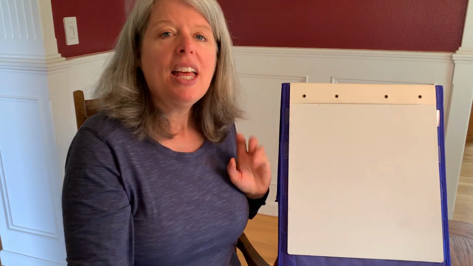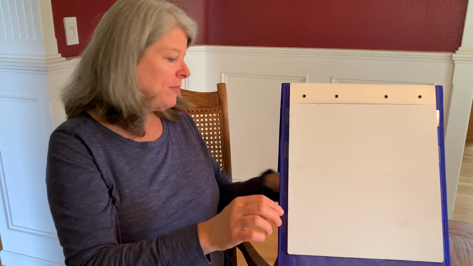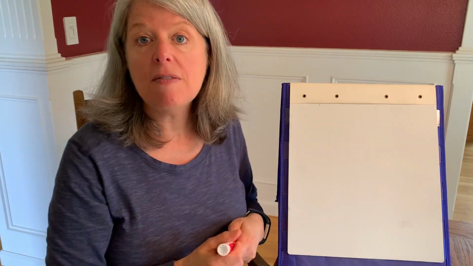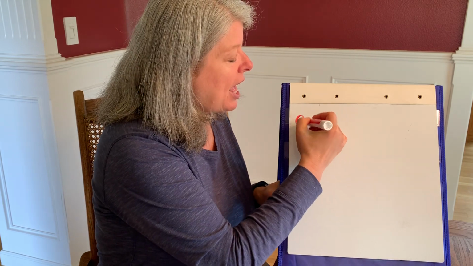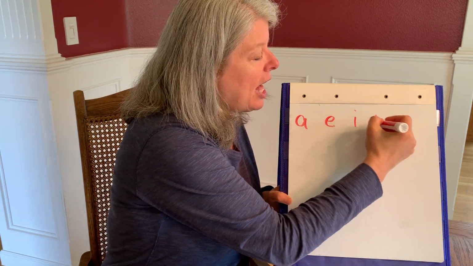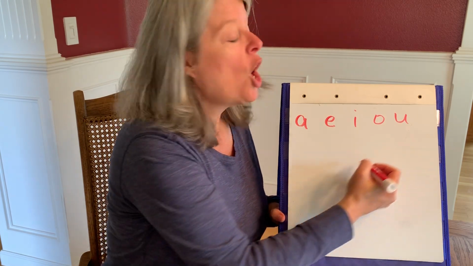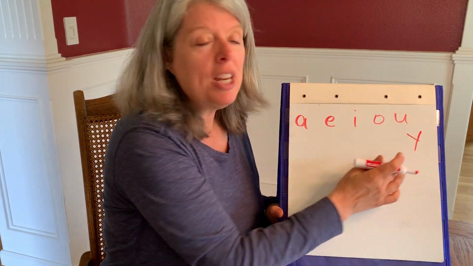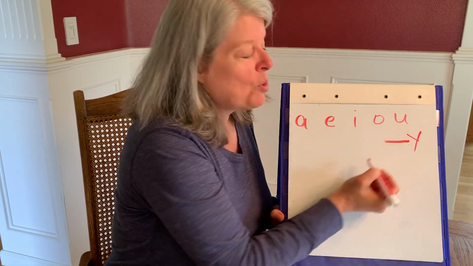Okay, now for the next part of our word work, we're going to be spelling some words together, and then we're going to be noticing things about those words. We're going to be noticing the vowels. Do you remember what the vowels are? Say them with me. A, E, I, O, U, and sometimes Y. When is Y a vowel? When it's at the end of a word.